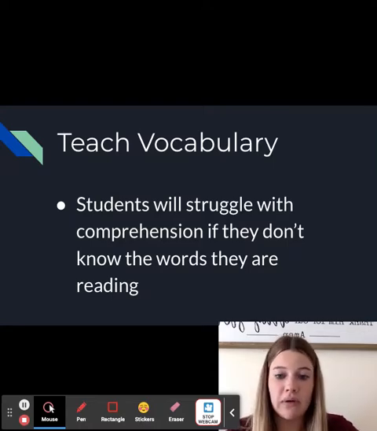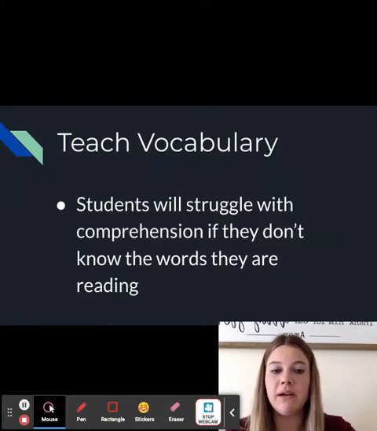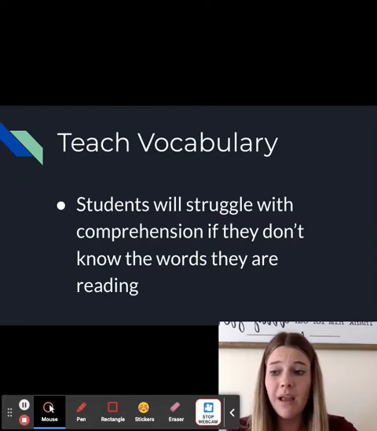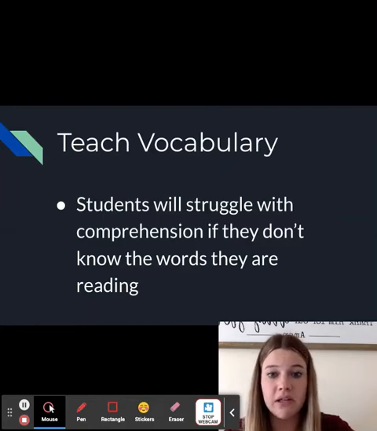There are also different vocabulary games that you can do. There's so many different ways to teach vocabulary, but if we want our students to comprehend, we have to give them that skill. So we have to teach them different vocabulary words so that they know what in the world they are reading about. I have students right now that are at like a 2nd grade reading level, and they're going into 9th grade right now.